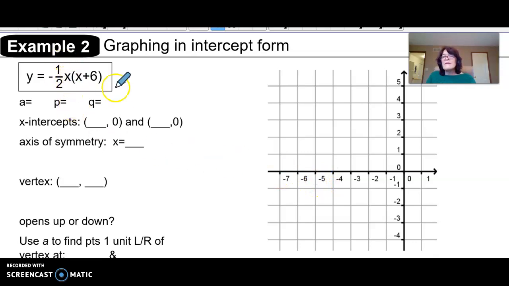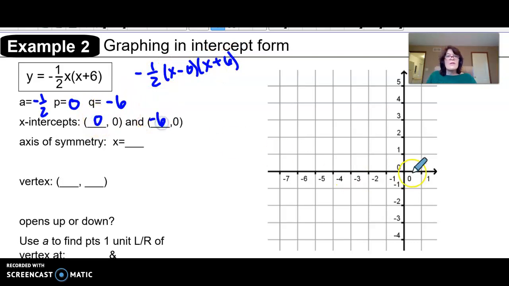I don't have anything added or subtracted to this x. Well, you know what we do. We just say that's x minus 0, just like we did before in vertex form when we didn't have anything with the x squared. Okay, so a is -1/2, p is 0, and q is -6. So my intercepts are (0, 0) and (-6, 0).